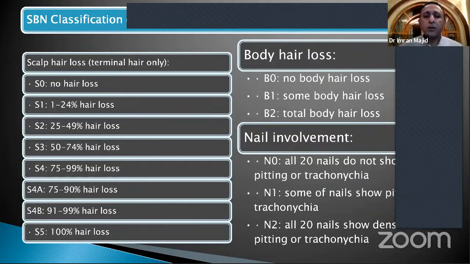And then body: B0 for no body hair loss, B1 for some body hair loss, B2 for total body hair loss. And then your nail involvement: N0, all 20 nails do not show any pitting or trachyonychia. N1 is some of the nails show these changes, and N2 is all 20 nails show pitting or trachyonychia. So that gives the total SBN classification of alopecia areata.